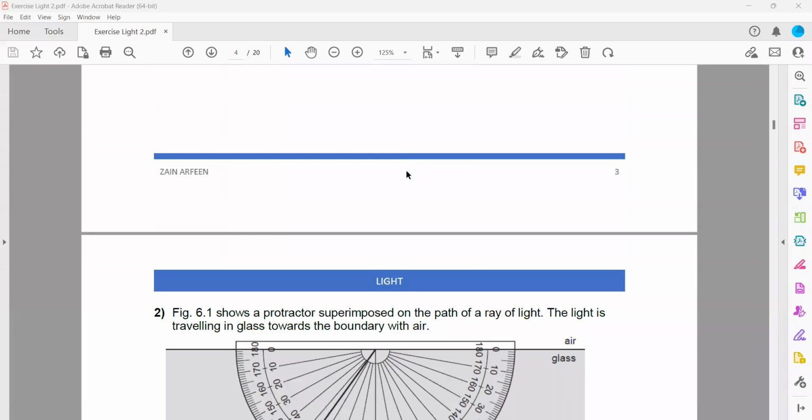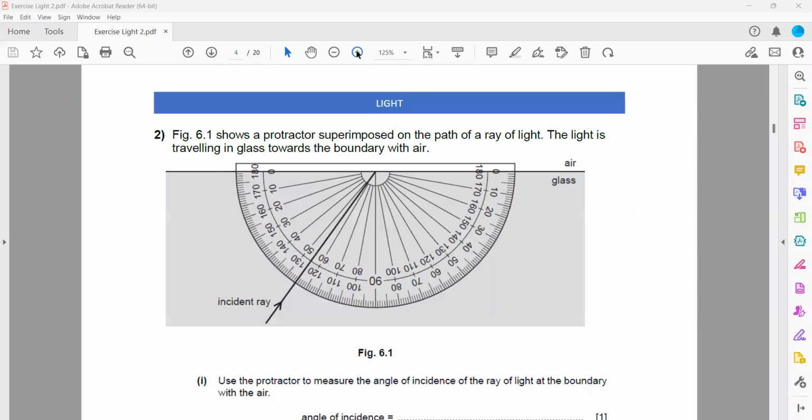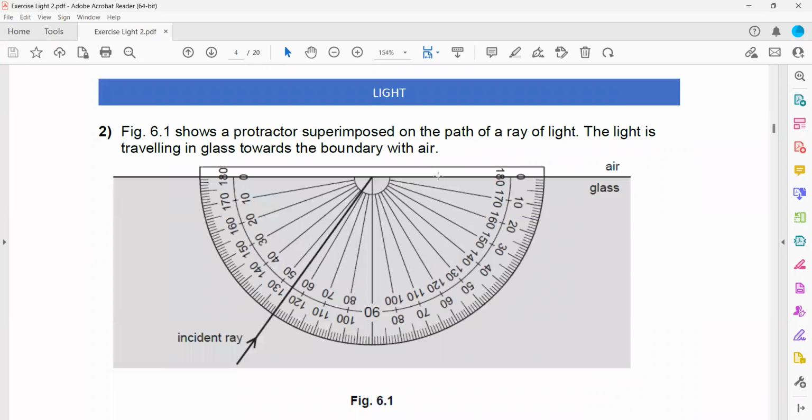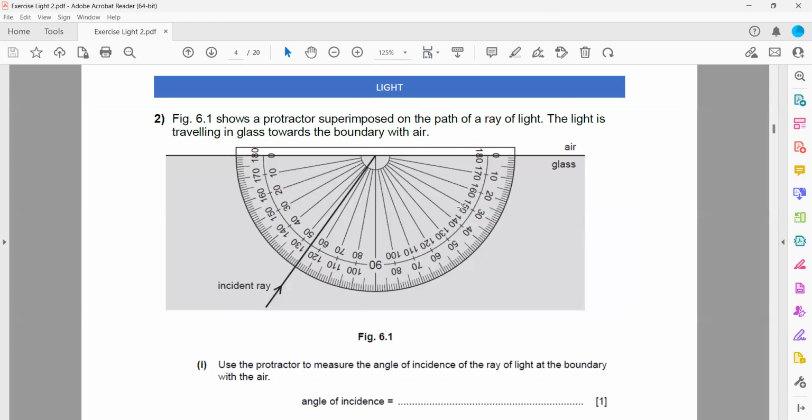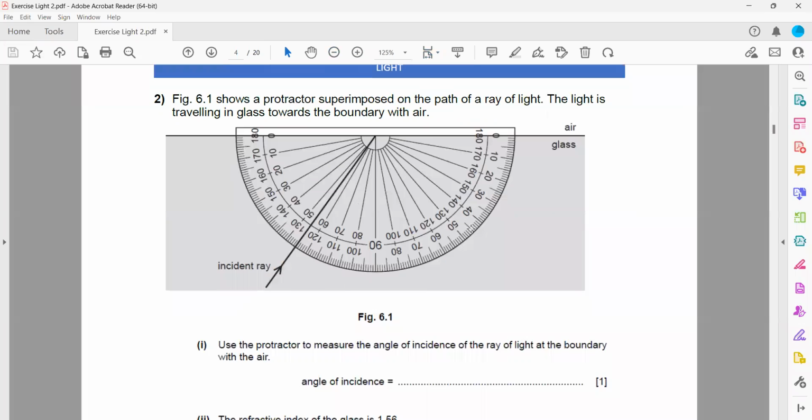So this one is question 2 from the exercise on the topic of light. Figure 6.1 shows a protractor superimposed on the path of a ray of light. The light is traveling in glass towards a boundary, as you can see. Using a protractor, measure the angle of incidence. So how can we measure the angle of incidence?